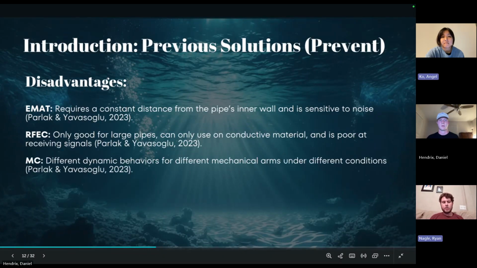So now the disadvantages with each of these. EMAT, the problem with that is you need to have a constant distance from the pipe's inner wall. Otherwise, you get a bad reading. And essentially, if there's too much noise going on around the device, that can disrupt readings. The problem with RFEC, on the other hand, is it can only be used in pipes that have conductive material. And essentially, it needs to have a pipe that's large enough for it to be able to fit into. So there's a size constraint as well as a material constraint for what pipes it could be used in. And lastly, we have the MC devices, which all exhibit different behaviors under different circumstances. So there's a lack of consistency really with using the MC ILI smart devices.